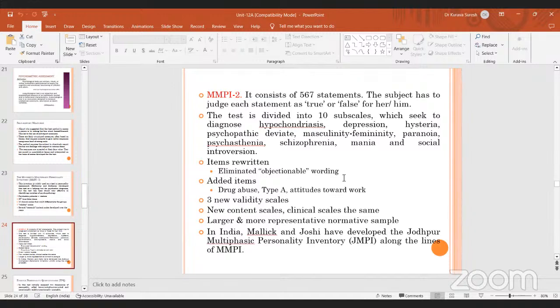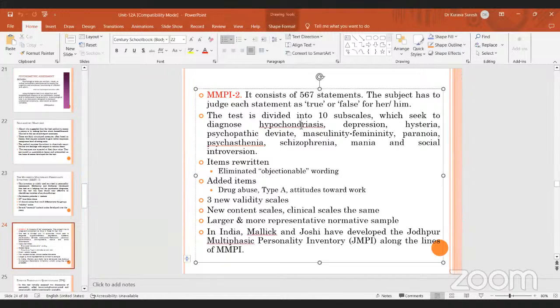MMPI-2 consists of 567 statements. The subject has to respond to each statement as true or false. The index has 10 subscales for diagnosis: hypochondriasis, depression, hysteria, and others. Hypochondriasis is the feeling of health problems, with no actual health complications.